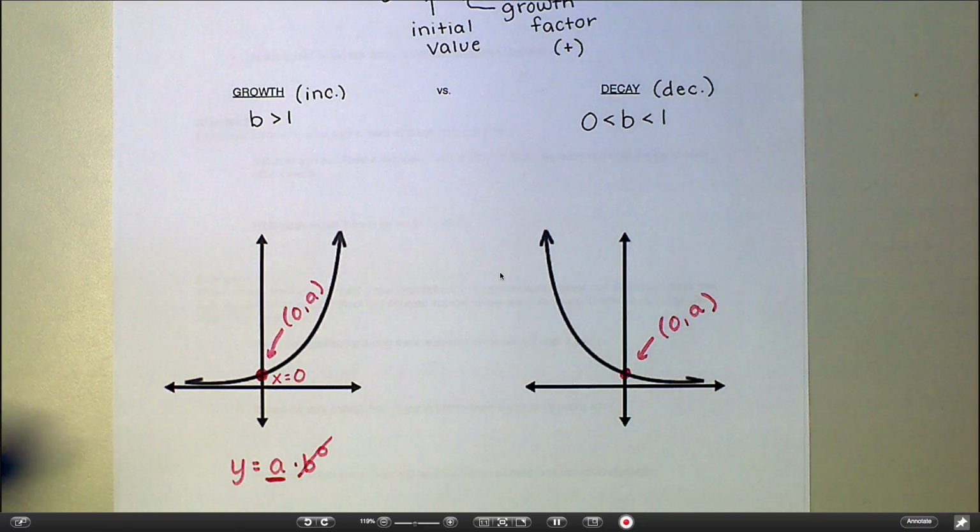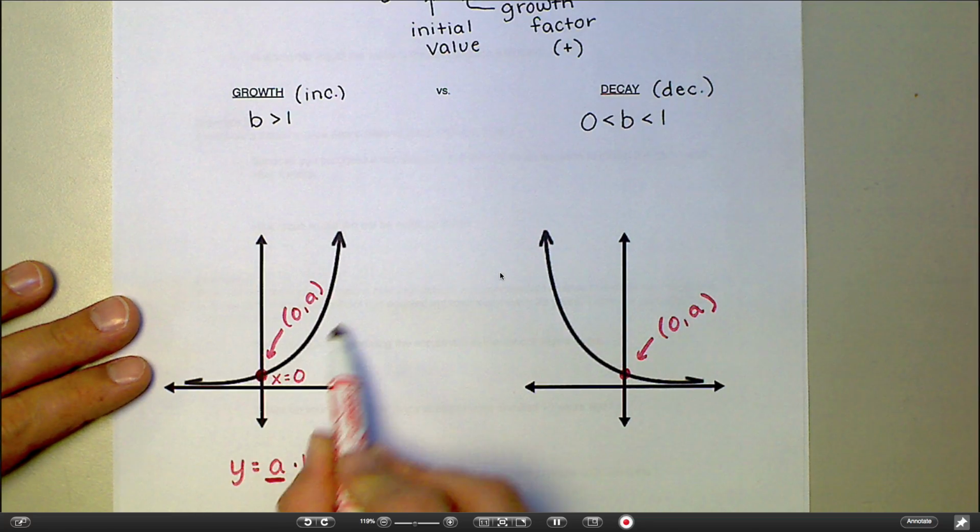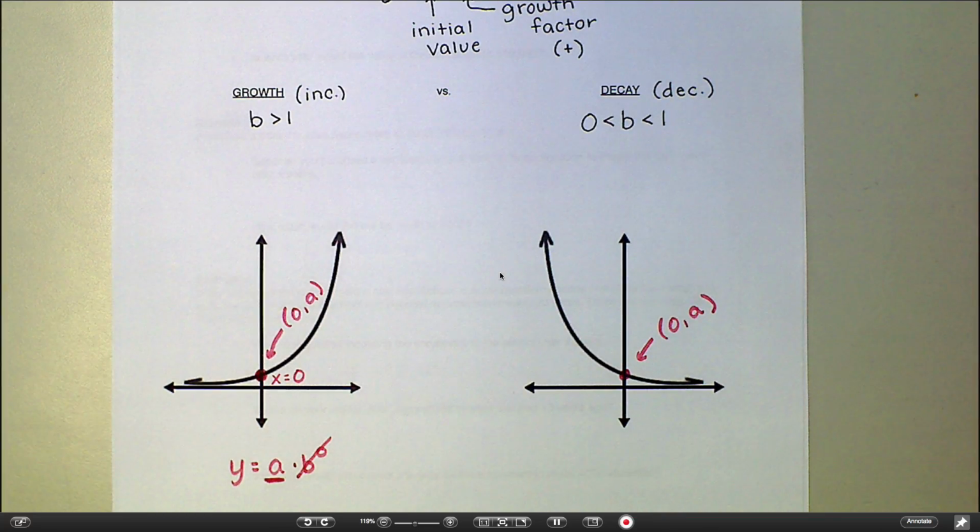Which should make sense because that's your initial value. That's where you're starting, and you're either growing or decaying from there.